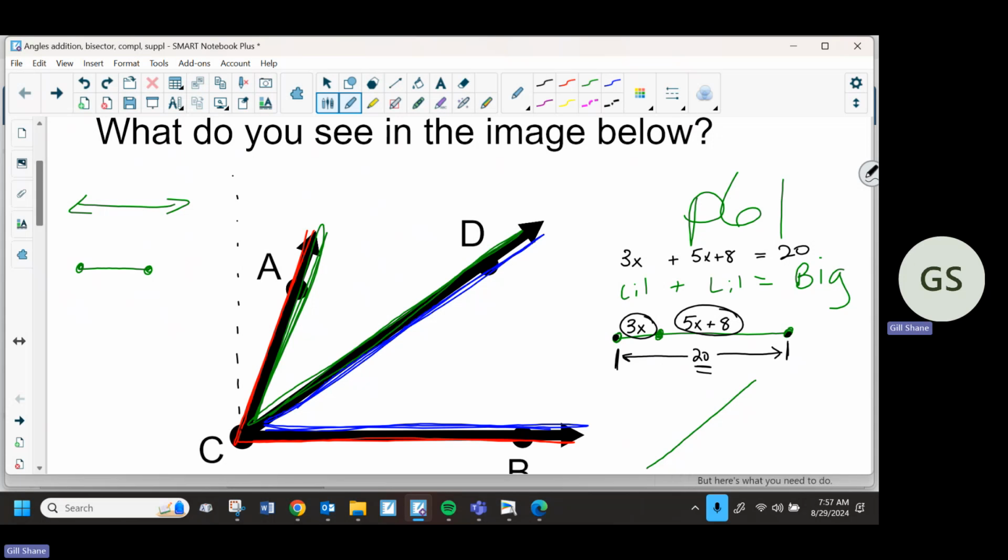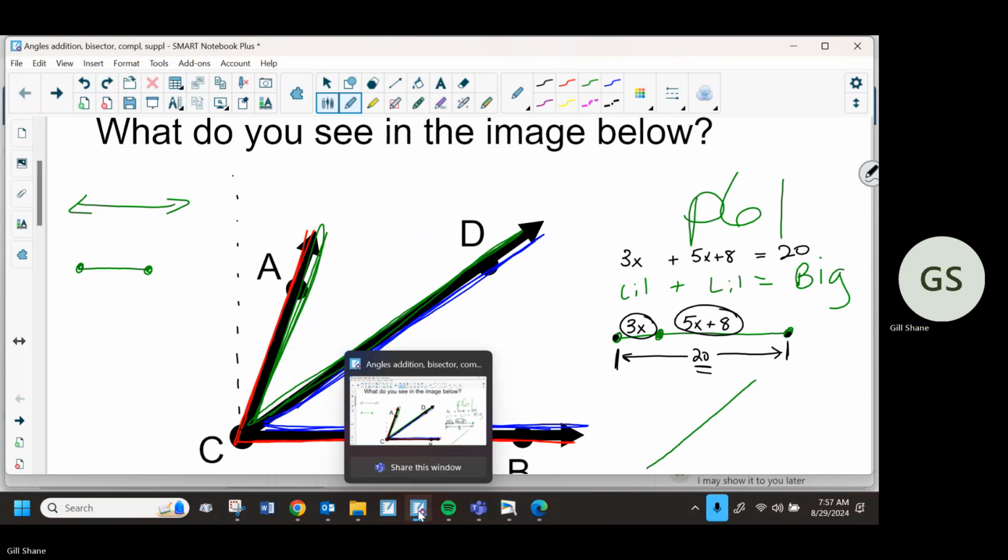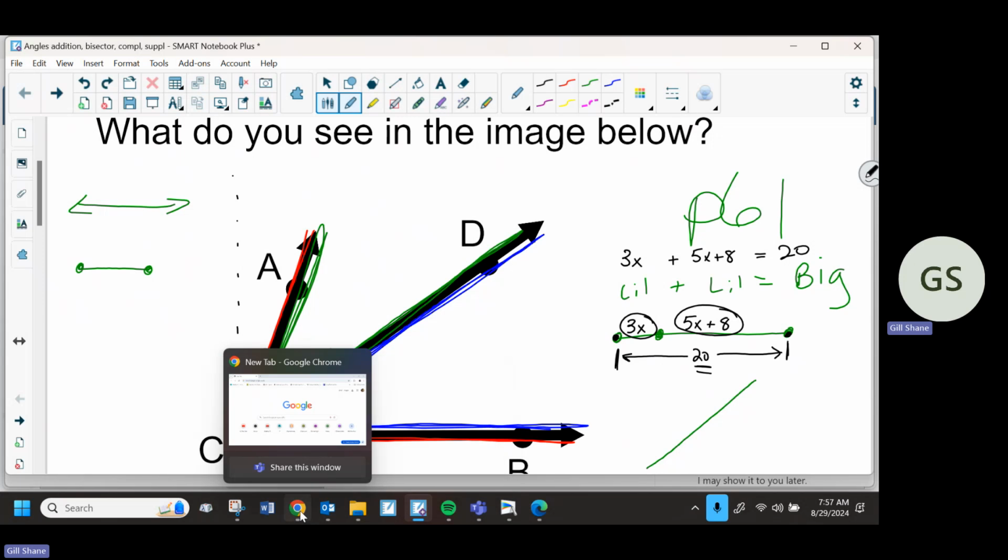Let me see if I can do this easily. I may show it to you later. Shoot. I'll tell you what, I'll show it to you later. Write this down, not on your whiteboards. That's not going to be good. Write it down in your book, write it down somewhere where you have it.